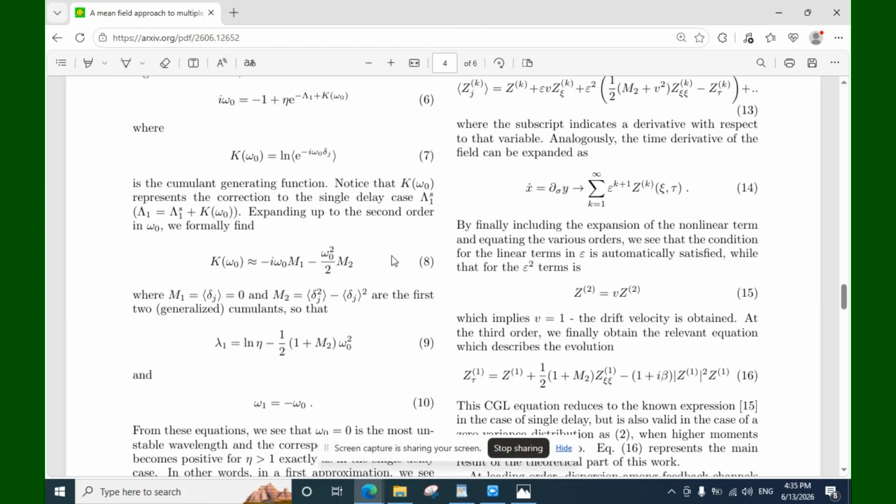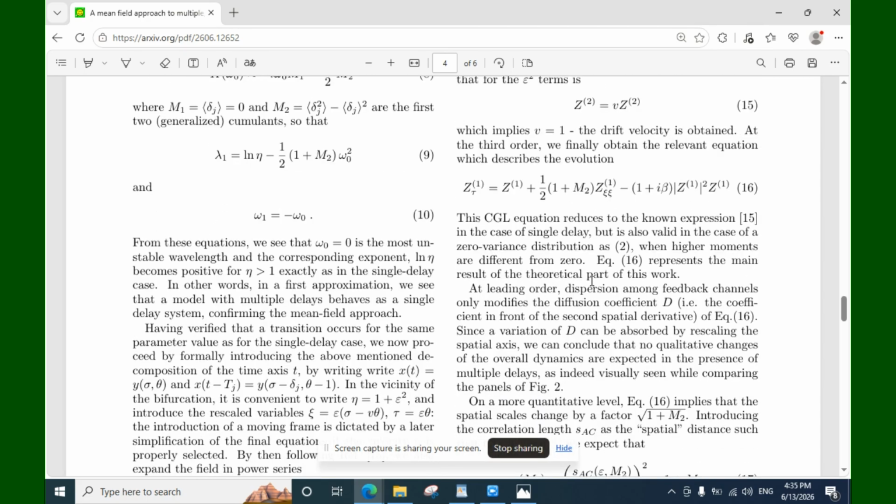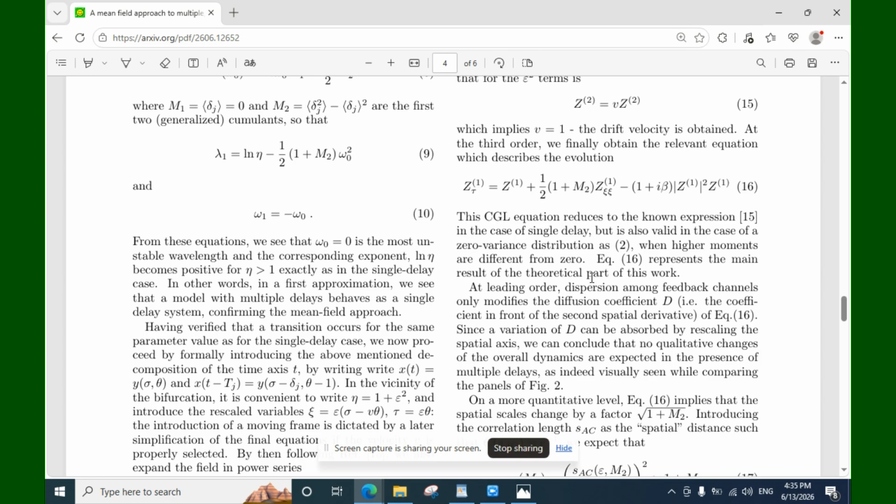By finally including the expansion of the nonlinear term and equation in the various orders, we see that the condition for the linear terms in epsilon is automatically satisfied, while that for the epsilon to the power of 2 terms, z to the power of 2 is equal to nu z to the power of 2, implies nu is equal to 1. The drift velocity is obtained.